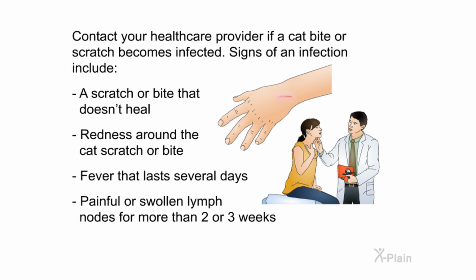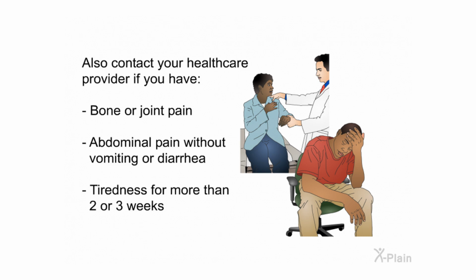Contact your healthcare provider if a cat bite or scratch becomes infected. Signs of an infection include a scratch or bite that doesn't heal, redness around the cat scratch or bite, fever that lasts several days, painful or swollen lymph nodes for more than 2 or 3 weeks. Also contact your healthcare provider if you have bone or joint pain, abdominal pain without vomiting or diarrhea, tiredness for more than 2 or 3 weeks.